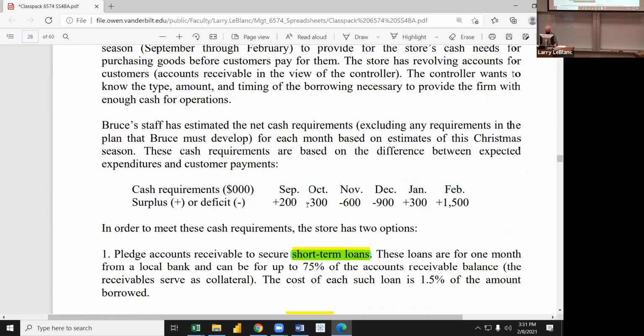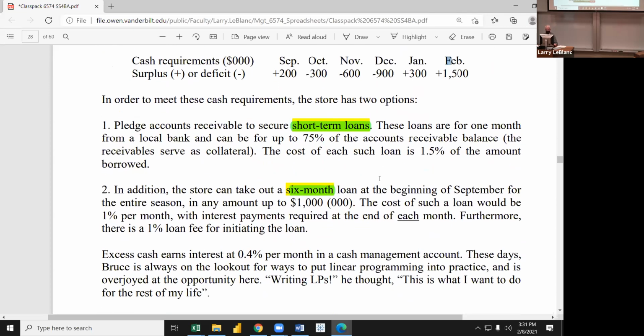We need 300,000 to cover October expenses. We need an additional 600,000 to cover November expenses. We need an additional 900,000. We need to borrow money. Finally, as people begin paying for their purchases, we have a surplus of 300,000 in January and $1.5 million in February. There are two alternative sources of funds.